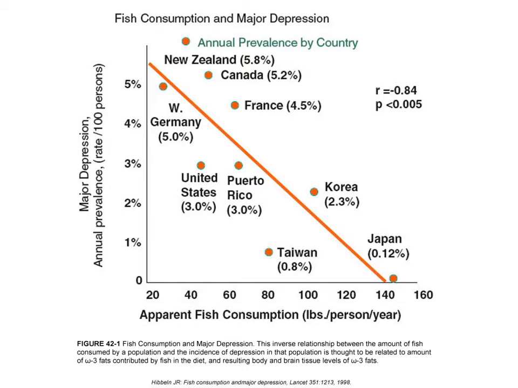And so here we can see, again, this is correlation, not causation. But what's interesting is that we see major depression annual prevalence rate per 100 people, and apparent fish consumption in pounds per year. Japan has a very, very low depression rate and a very, very high fish consumption rate. The United States has an increased rate of depression and much lower fish intake. Again, though, there's a lot of difference between these cultures. This is just correlational, not causation. But again, it is very interesting.